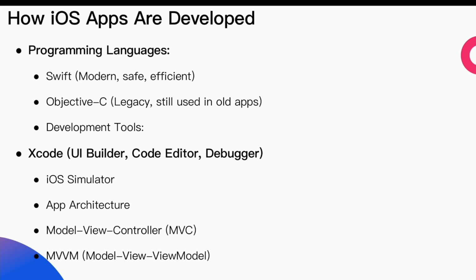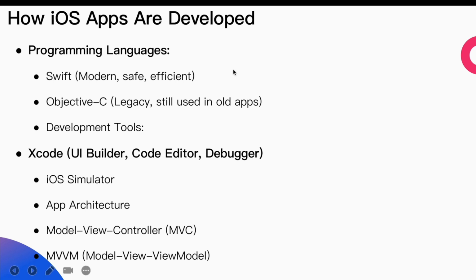Then how iOS apps are developed. Developing an iOS app involves using Swift or Objective-C. These are programming languages, and they leverage Xcode for coding and UI design. We'll also use architectures like MVC, model view controller, and model view viewmodel, to structure the code efficiently. We'll focus on building apps that follow best practices for performance and maintainability.